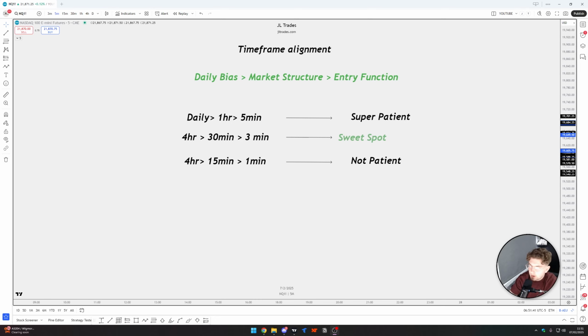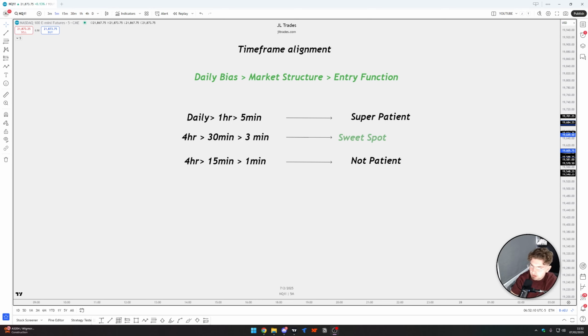And just to wrap up, I have split these 3 time frames into 3 categories: super patient, the sweet spot, and not so patient. This is just from my experience, but I have found that the 3-minute entry time frame alignment works the best for me, whereas the 1 minute, yes, it can offer a lot of setups, but it's a lot of noise, and I've had a lot of losses, but I've also had a lot of wins on it. I have just found that the 3-minute for me is perfect.